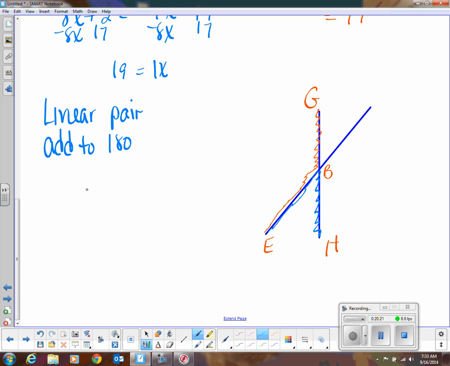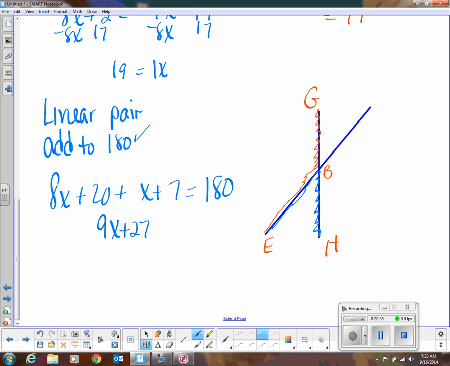Okay? So now you're going to say 8x plus 20 plus x plus 7 is equal to 180. That's what this told us right there, 180. So you have 9x plus 27 equals 180. When you subtract 27, you're going to end up with 153, I believe. And when 9 goes into 153, it goes 17 times, I believe.